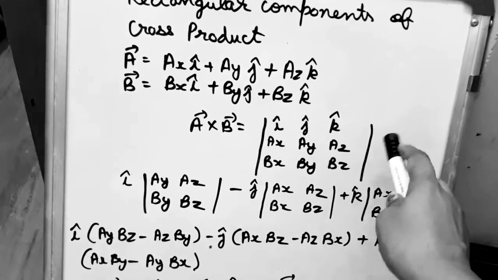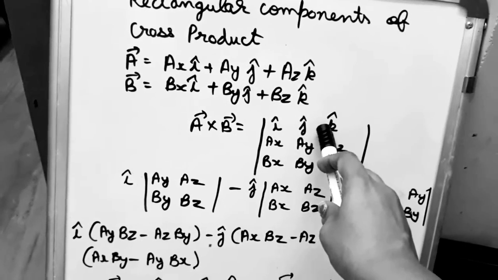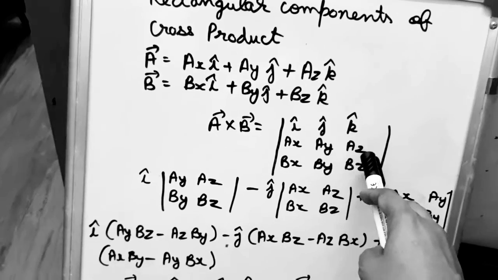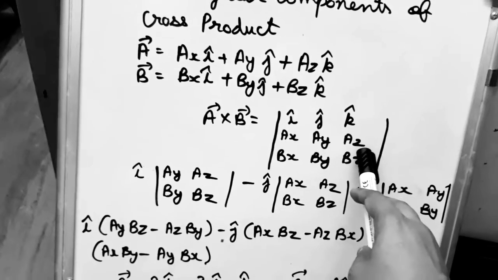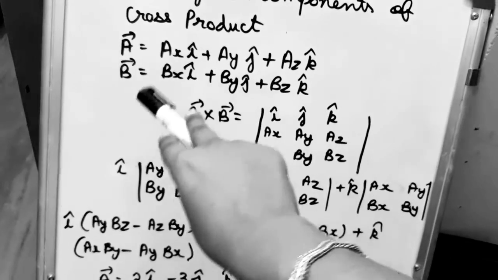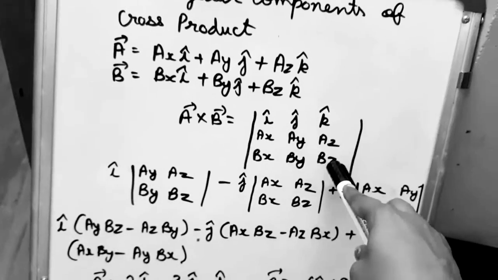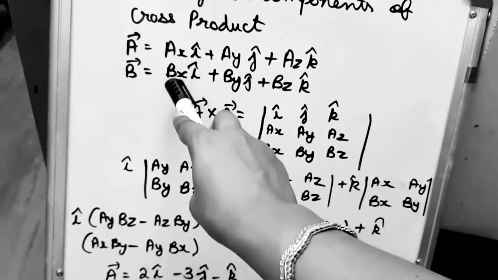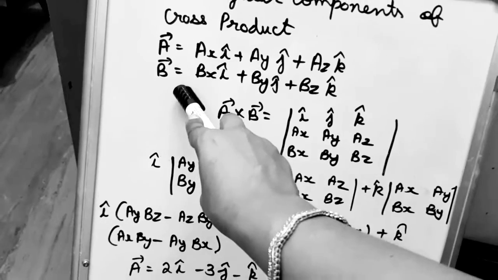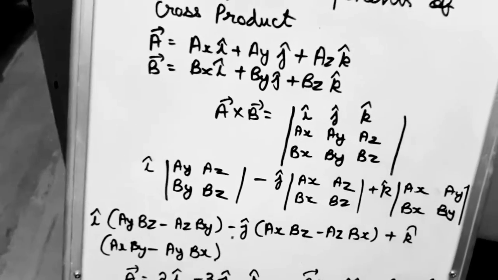So in the first row, we write i cap, j cap and k cap, and in the second row, we write the magnitudes of i cap, j cap and k cap of vector A, and in the third row we write the magnitudes of i cap, j cap and k cap of vector B, of the second vector.